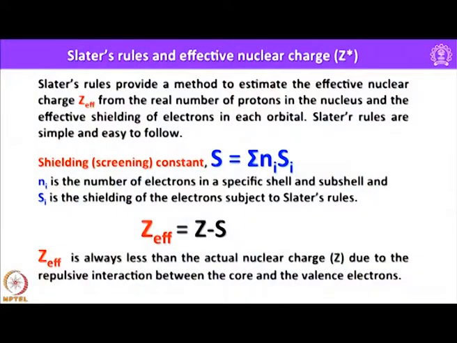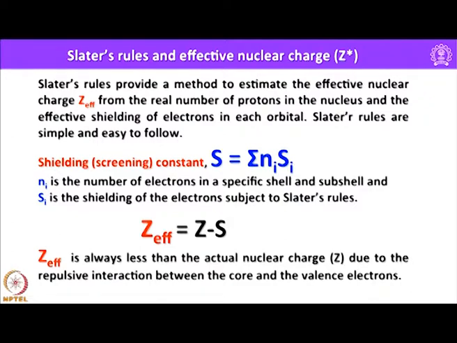That means we should find a method to calculate or estimate the effective nuclear charge felt by each and every electron around the nucleus. For this, Slater has suggested some rules. Let us look into those things. Slater's rule and the effective nuclear charge. How Slater estimates is given here.